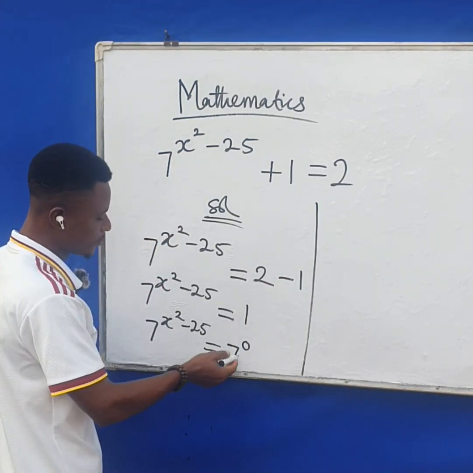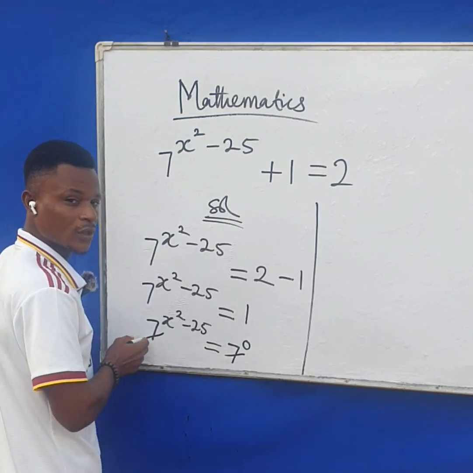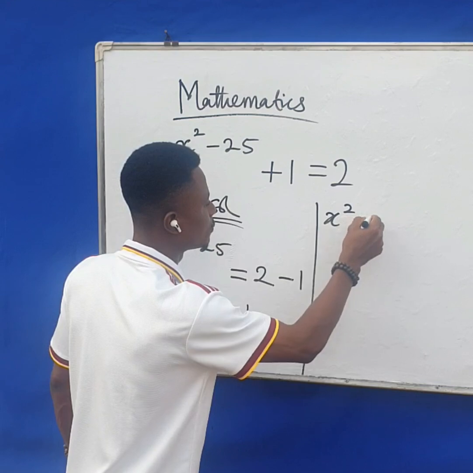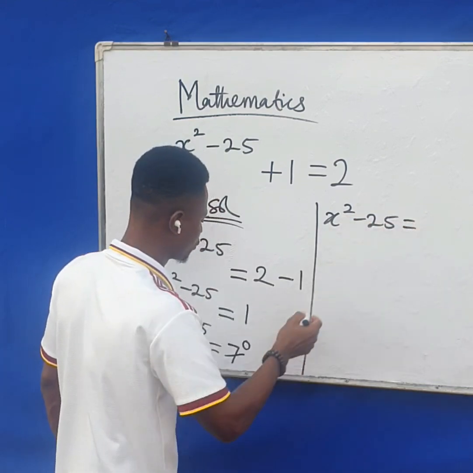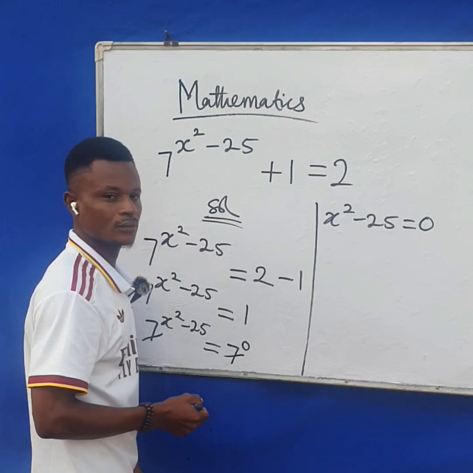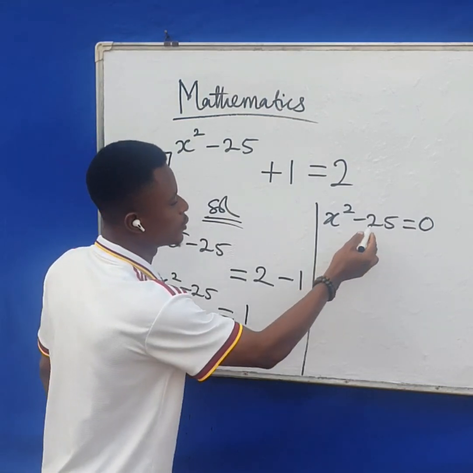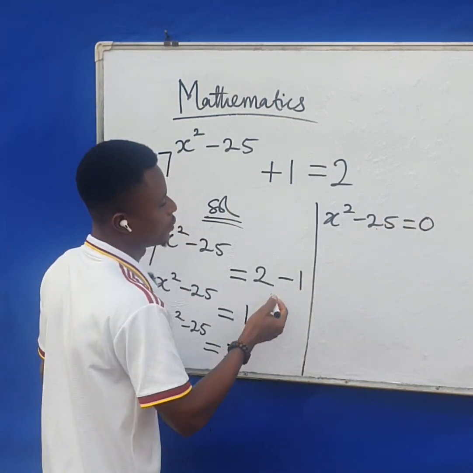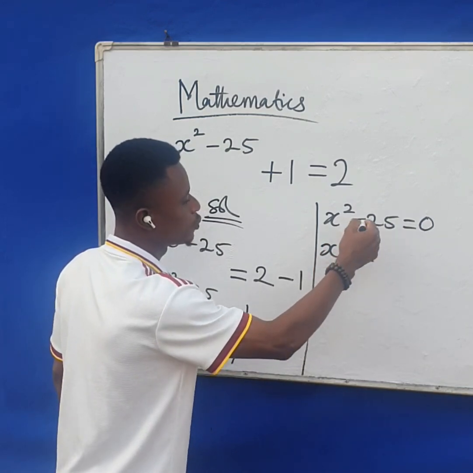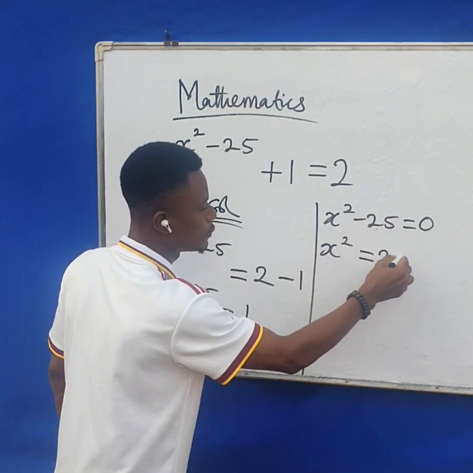Now that the bases are the same, they'll cancel. And we are left with x squared minus 25 equal to this 0. The next thing to do is to move this 25 to the right-hand side of the equation, to have x squared equal to, if this negative 25 crosses to the right, it changes to positive 25.